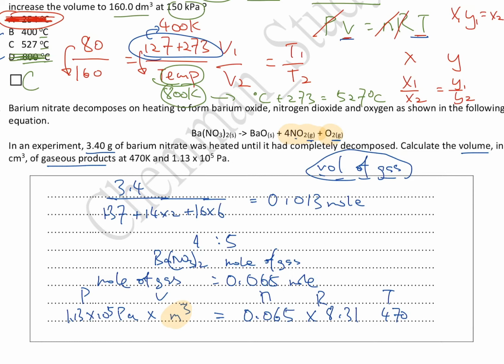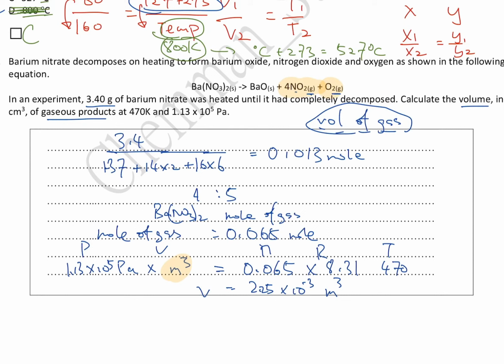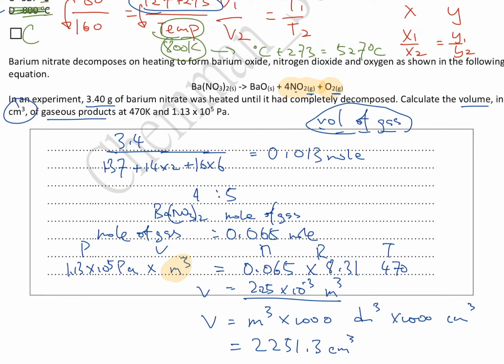Therefore, after solving, we will get a really small number for the volume, which is 2.25 times 10 to the minus 3, but this is in meter cube. If we want cm cube, then meter cube times 1000 gives you dm cube, and then times another 1000 will give you cm cube. After I do the conversion, here it will be 2251.3 cm cube.